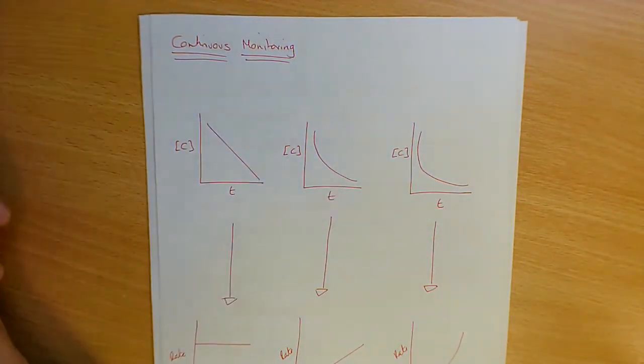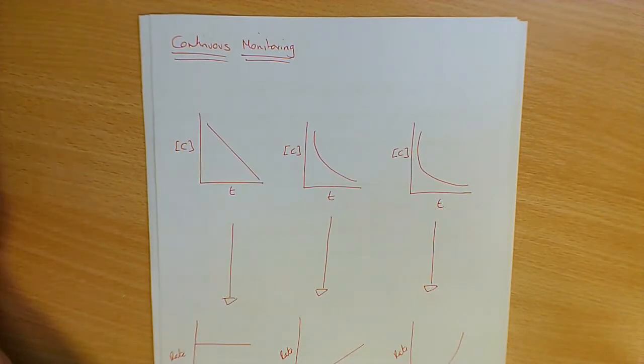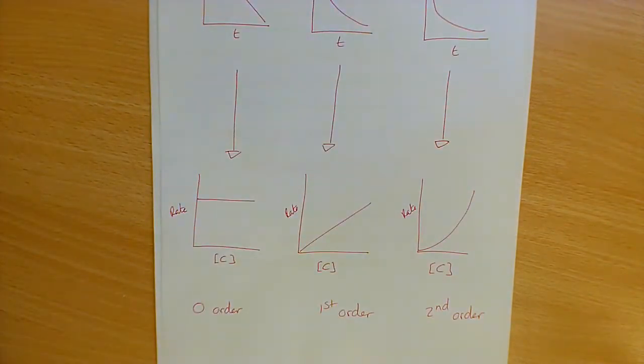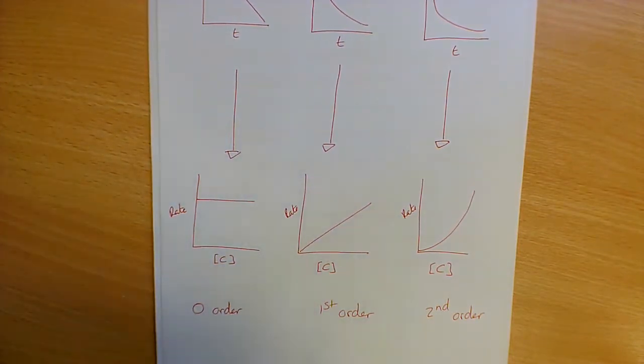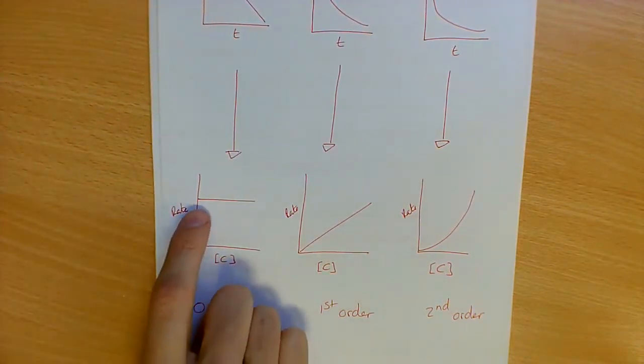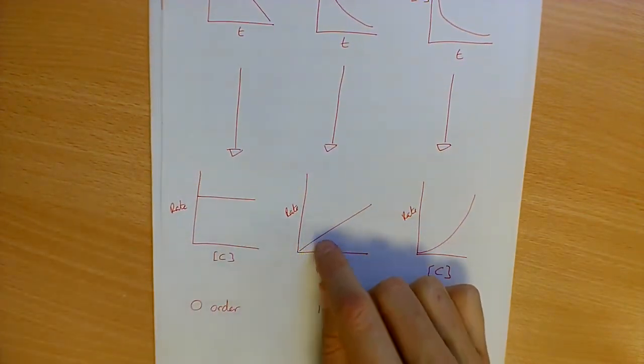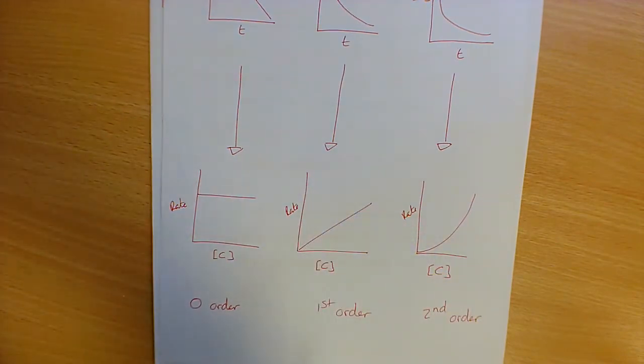if you have a curve, then you need to take tangents and calculate the gradient at particular concentrations, and then plot your results as rate concentration graphs. You can then very clearly see what order the reactant is. So if the rate does not change with concentration, then it is zero order. If there is a directly proportional change with rate and concentration, then it is first order. And if there's an exponential change between the rate and change in concentration, then it is second order.